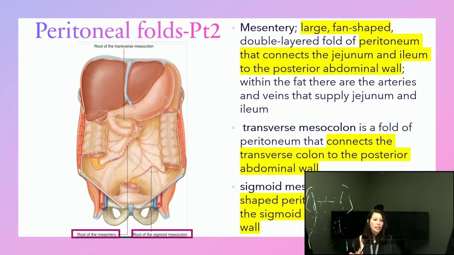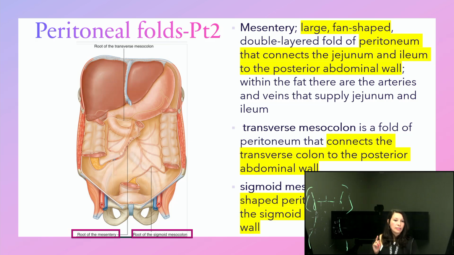Here's the root of the mesentery from the posterior abdominal wall. This is a very large fan-shaped fold of the peritoneum that is going to be connecting your jejunum and ileum to the posterior abdominal wall. So quite literally it allows them to hang in there. And so the other part is the transverse mesocolon. This one is a fold of the peritoneum that connects the transverse colon to the posterior abdominal wall. That's where I was going for.